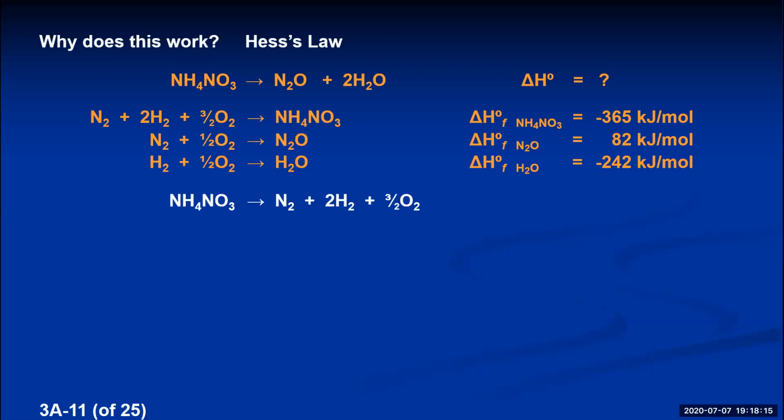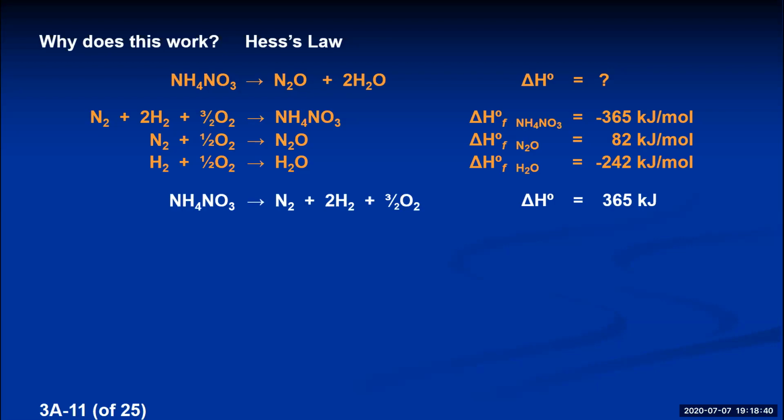Now, what's the delta H for this reaction? I've reversed it. So if the orange reaction at the top is exothermic by 365 kilojoules, the new white reaction is endothermic by 365 kilojoules. In short, all you do is change the sign of the delta H if you reverse a reaction. So the delta H of this reaction is positive 365 kilojoules.